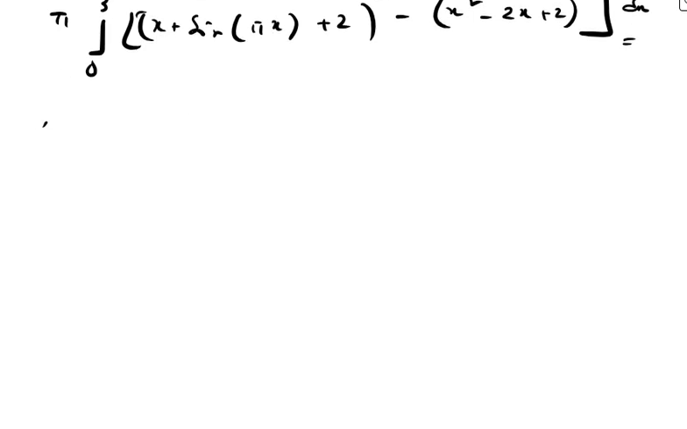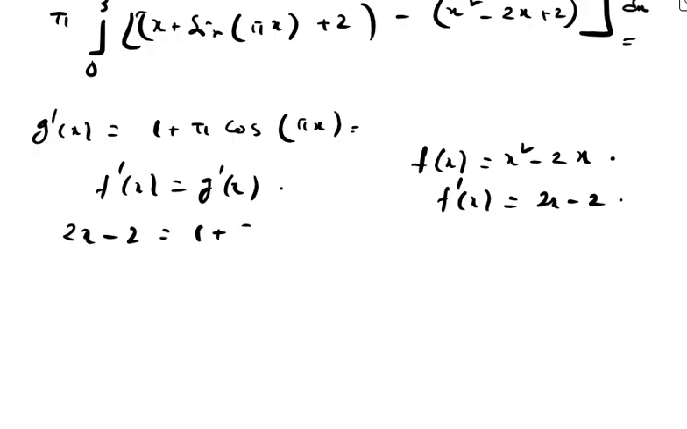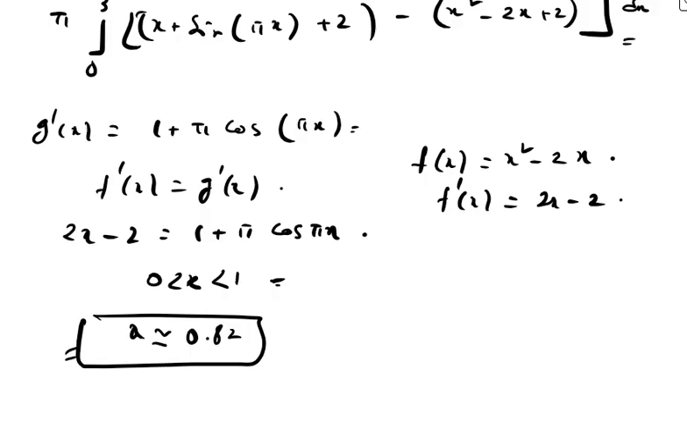Now come to part D, parallel tangent lines. We are told g'(x) is equal to 1 + π cos(πx). Find where the tangent to f is parallel to the tangent to g. Parallel means f'(x) = g'(x). So first compute f'(x). f(x) is equal to what? x² − 2x. So f'(x) is equal to 2x − 2. Set 2x − 2 equal to 1 + π cos(πx), and solve on 0 < x < 1. Now use the calculator to solve, and the solution will be x is about 0.82. So the final answer for part D will be x is about 0.82.